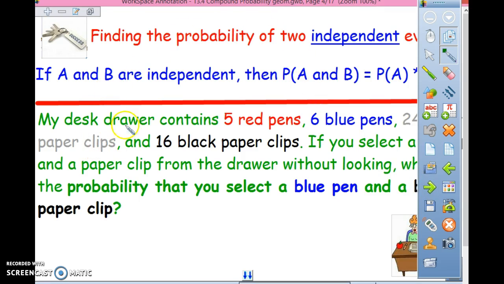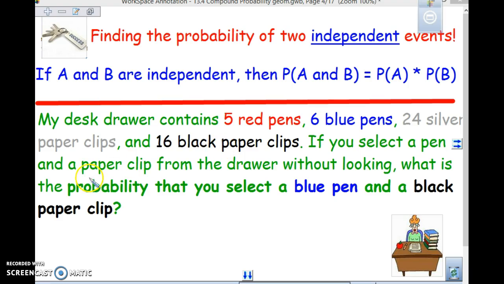So here's an example. My desk drawer has pens and pencils and paper clips in it. If you select a pen and a paper clip from the drawer without looking, what is the probability you'll get a blue pen and a black paper clip? So we have a total of 11 pens, and we have a total of 40 paper clips. So that gives us our sample space. We want the probability of blue and the probability of getting black. So we're going to multiply.